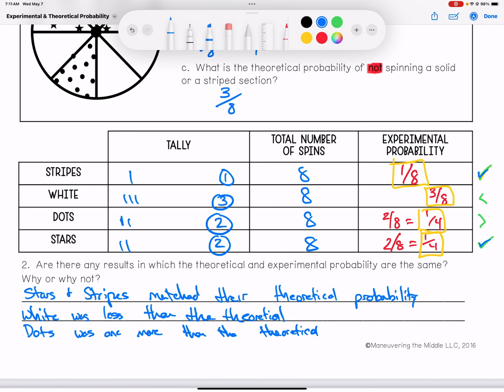All right, you should have put that in your own words, but if you're still lost, stars and stripes match their theoretical probability. White was one less than its theoretical, and dots was one more. Well, hold up, Coach. Dots is 1/4. It was supposed to be 1/8. How's that one more? Because 1/4 is 2/8. 2/8 is one more than 1/8.